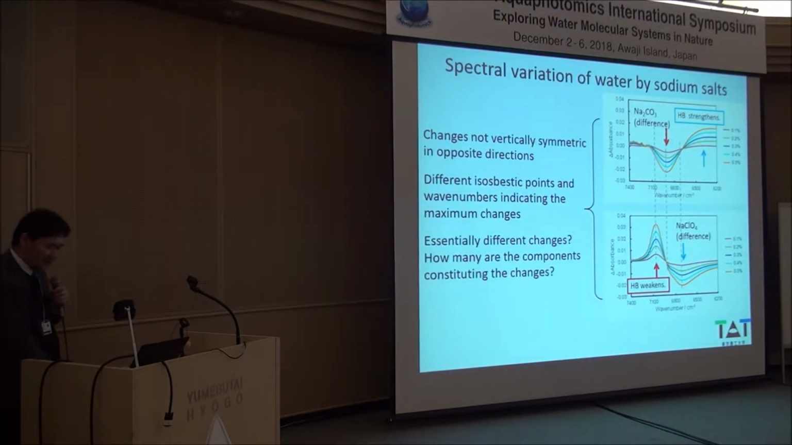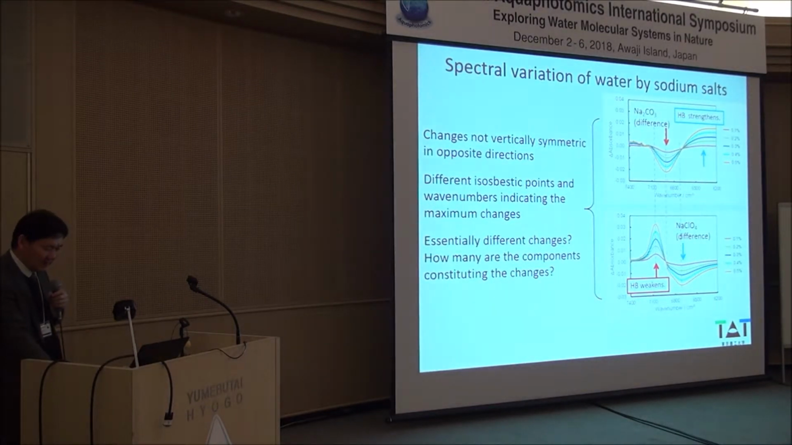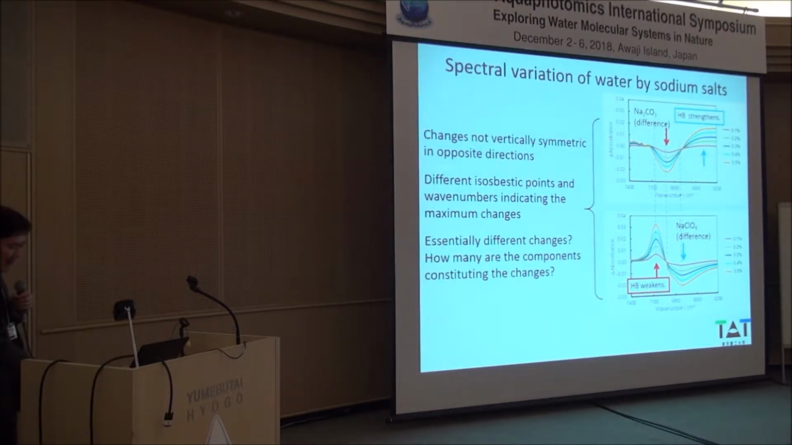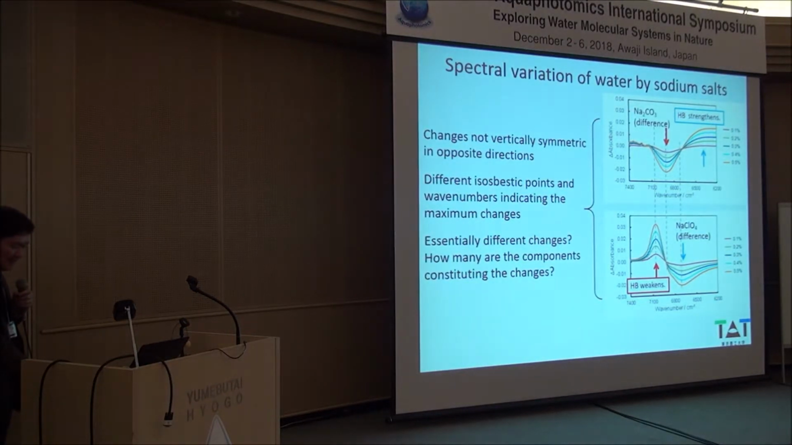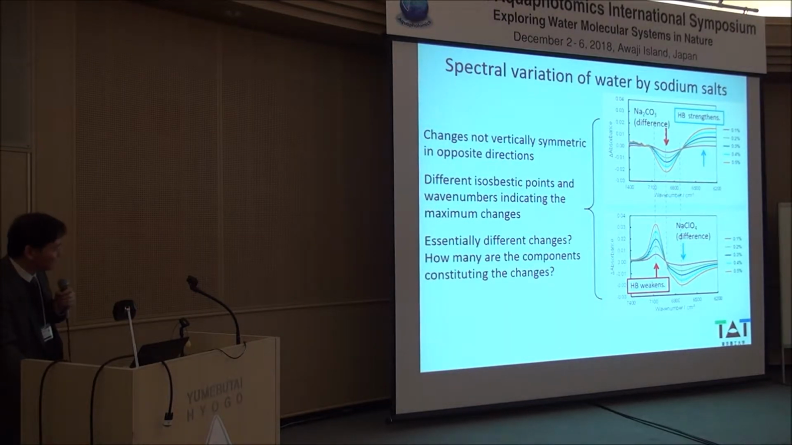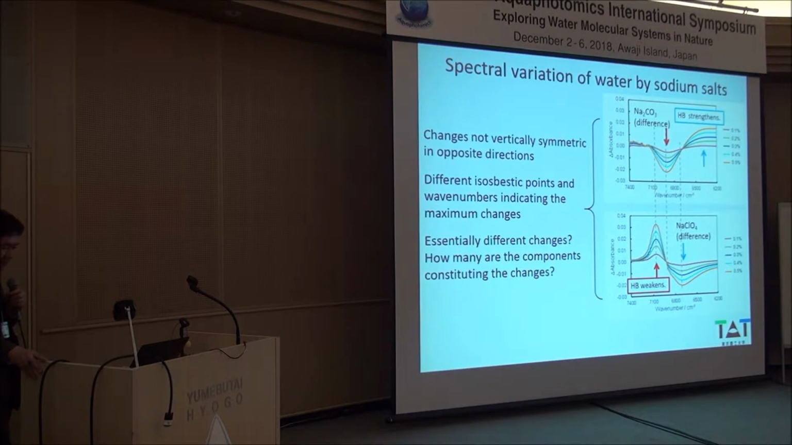It should be noted that the variations for sodium carbonate and sodium perchlorate are in opposite directions, but they are not symmetric. Isosbestic points and peaks indicating the maximal changes are observed at different wave numbers for the solutions. Then, we would like to know whether these are essentially different changes or not. We'd also like to know how many components constitute the variations.